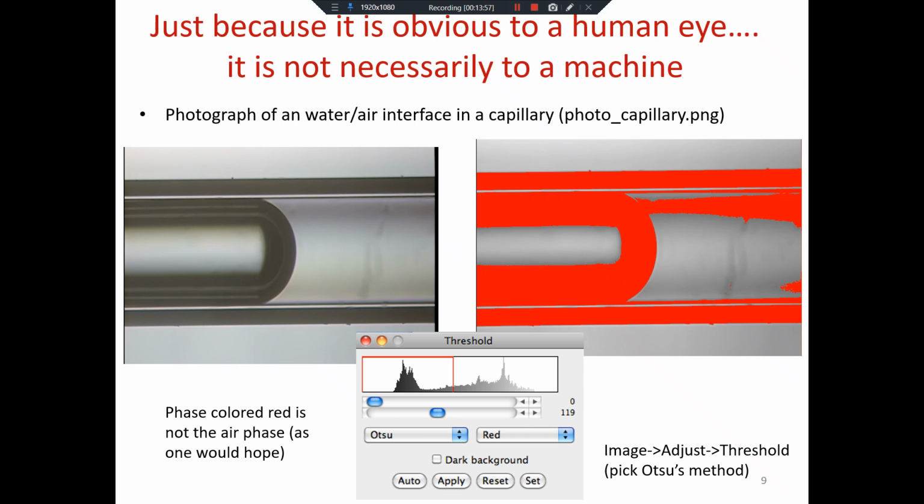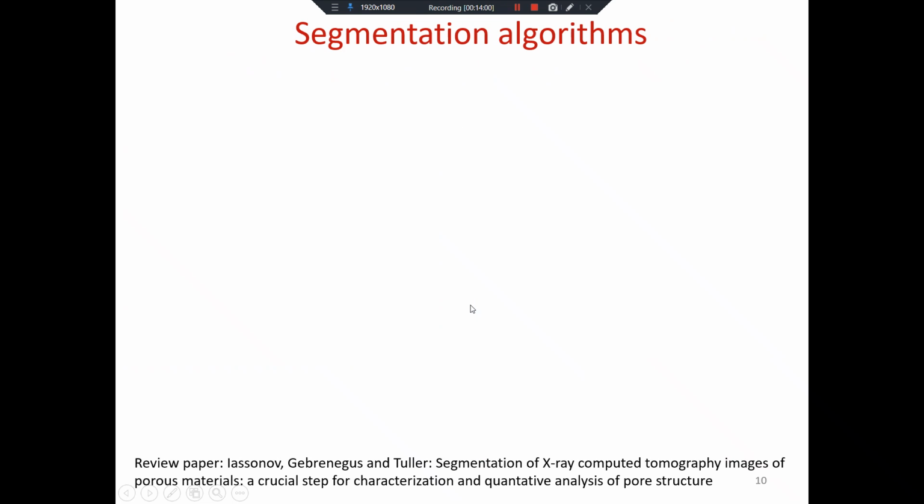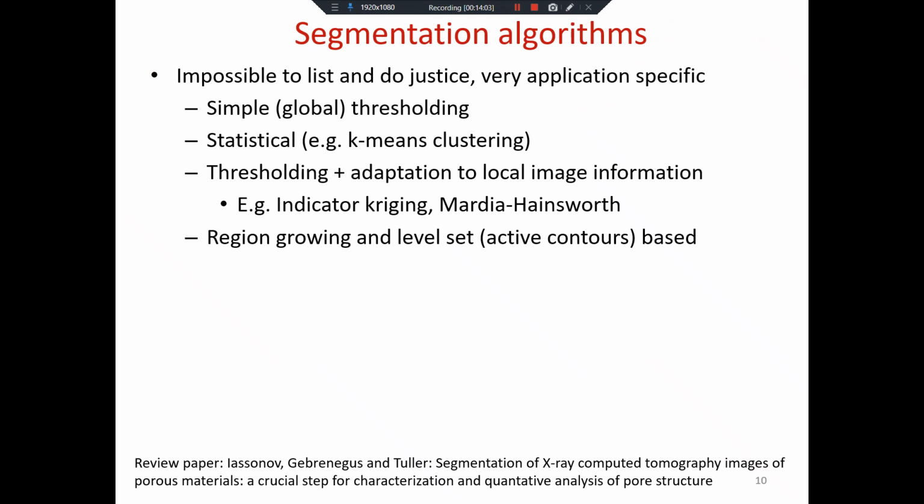So this is just a warning. There is a very good review paper on segmentation for porous materials. Okay. But technically, what you have is some sort of global thresholding. I globally apply a threshold, and then for all of the pixels or voxels in the image, I go one way or the other. There's so-called statistical, where I'm trying to cluster the phases and statistically make the phases as separate as possible.